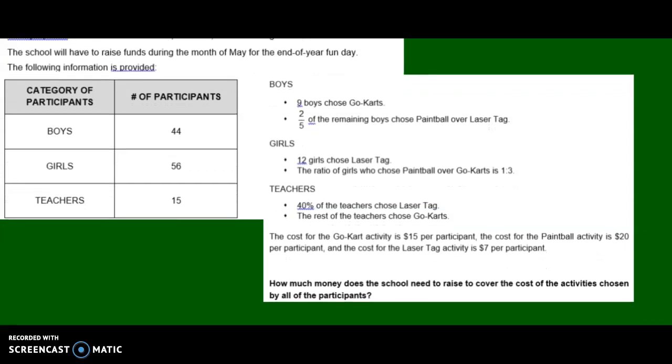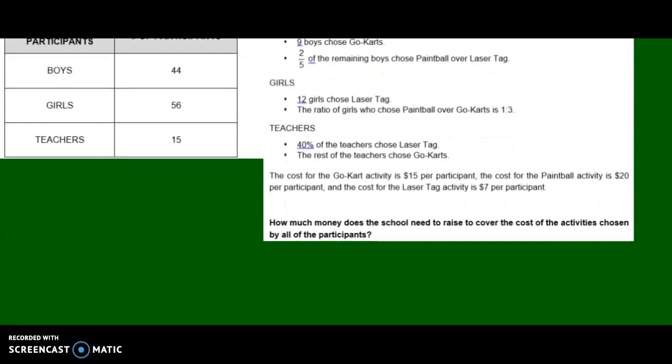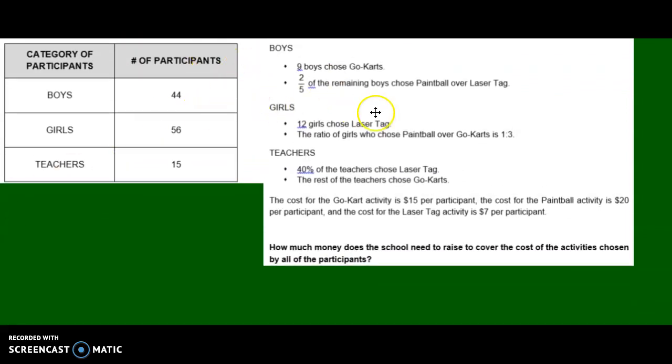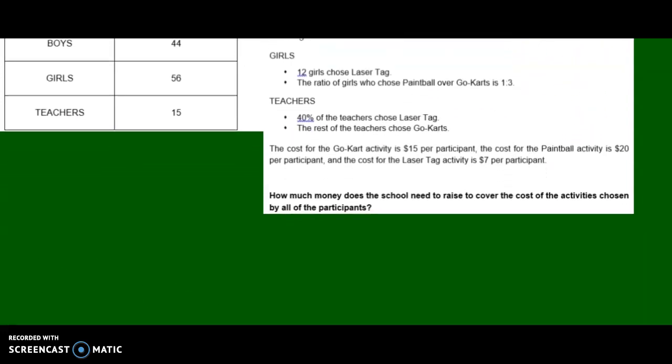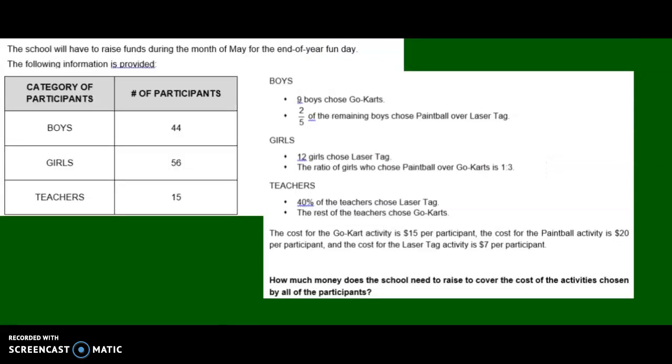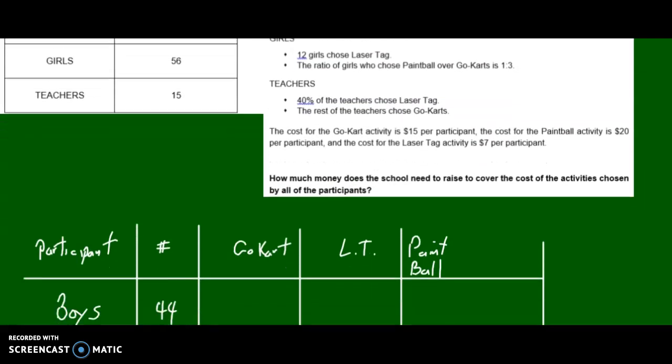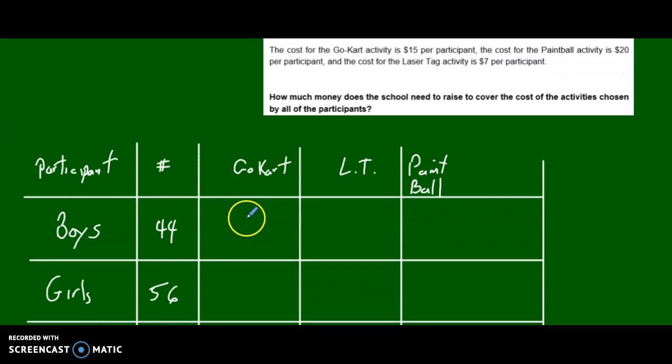So let's make a nice table where we add some more columns here. So we'll add the 3 events, and then the price, and then the total. So let's redo that table. Okay, so it says 9 boys are going to go-karts. So we have 9 boys going to go-karts. I'll put a 9 here. So we need some other boys going to the other events.